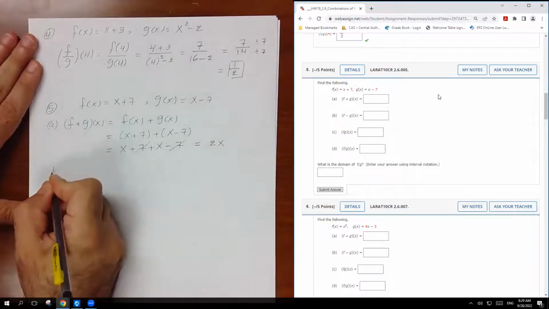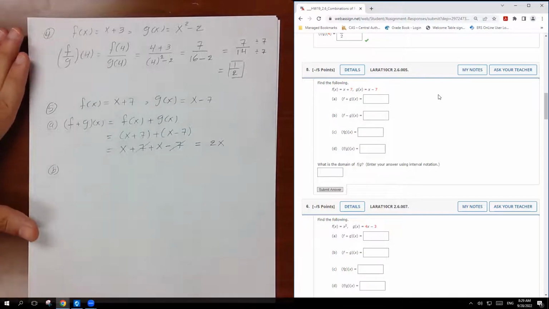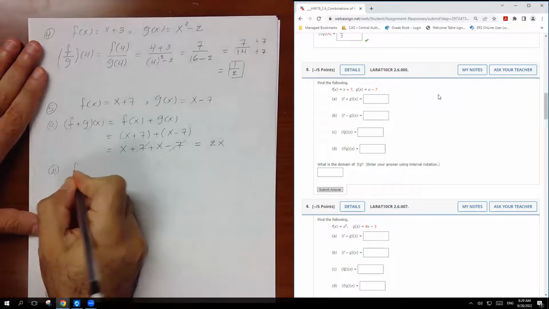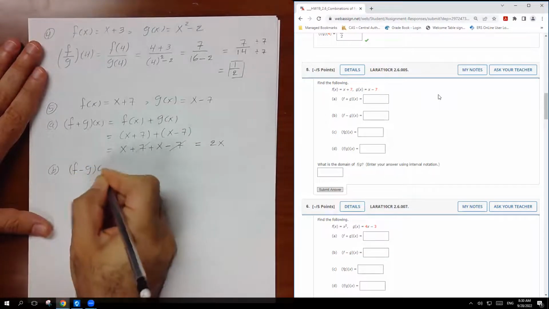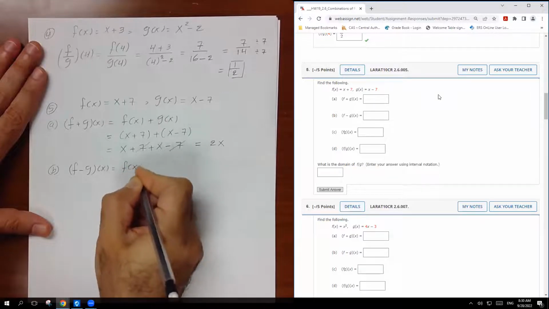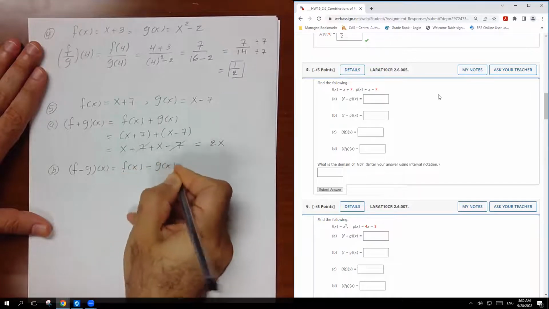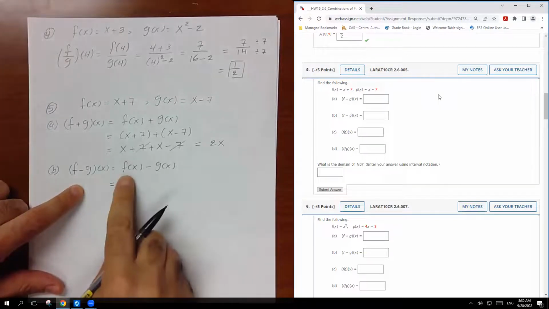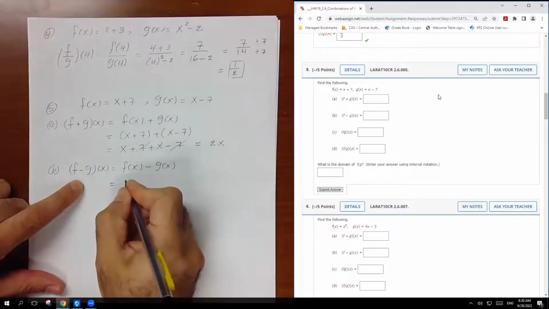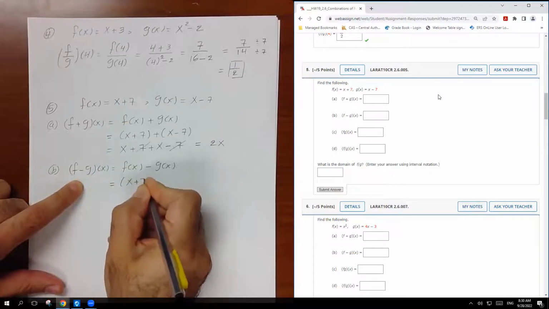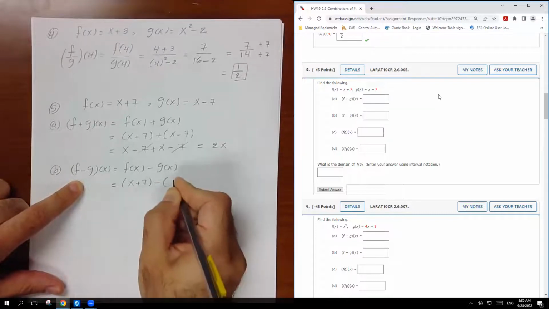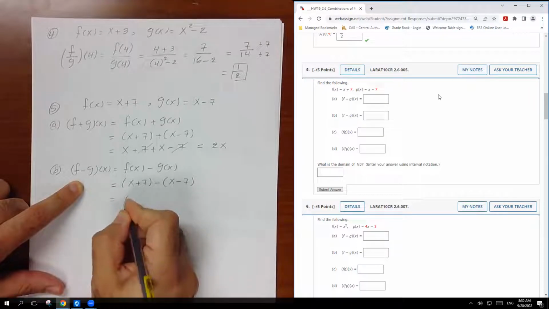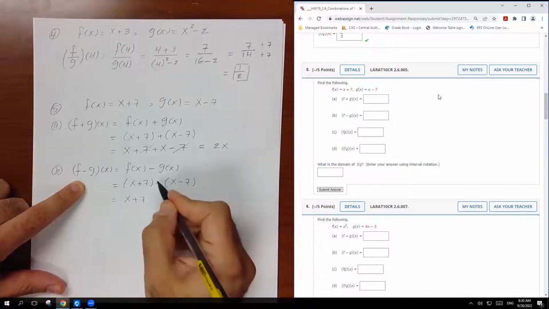For the second one, for B, they ask you to find (f minus g)(x), which is going to be f(x) minus g(x). That's x plus 7 minus g of x, x minus 7. Here is the first function. Now I'm going to distribute the negative sign.